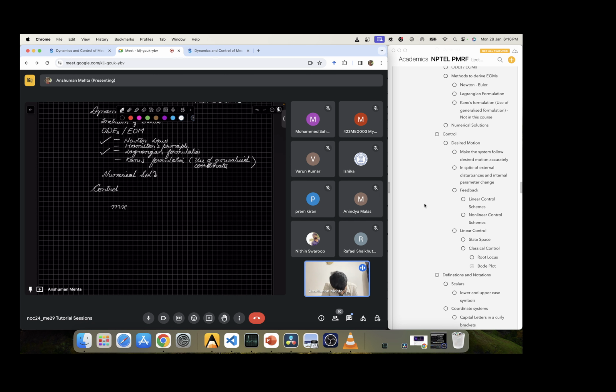So you would have seen m x double dot plus c x dot plus k x is equal to f(t). Generally this f(t) is the external factors, and this m can also be changing with time. So these are internal parameter changes. So what if these are also changing with time? Now how can we perceive the stability and the control of the system? So that is one task.